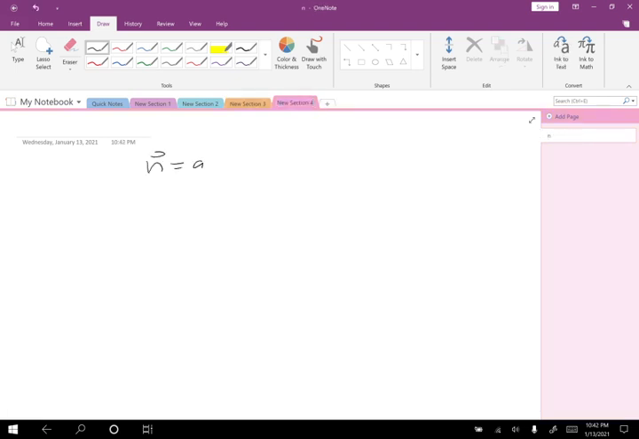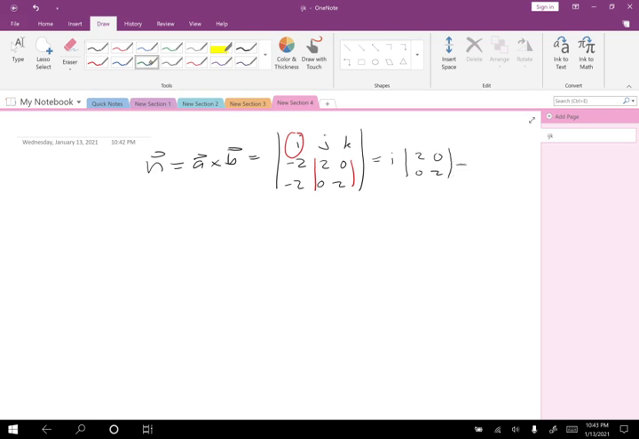So the normal vector is the cross product, and this is the determinant i, j, k, and we had -2, 2, 0, and -2, 0, 2. To evaluate the determinant, it's always kind of a diagonal thing. For example, the first term will be i, and then the diagonal across from i. So i times the determinant 2, 0, 0, 2, and then you always do a minus sign when you go to the next term.